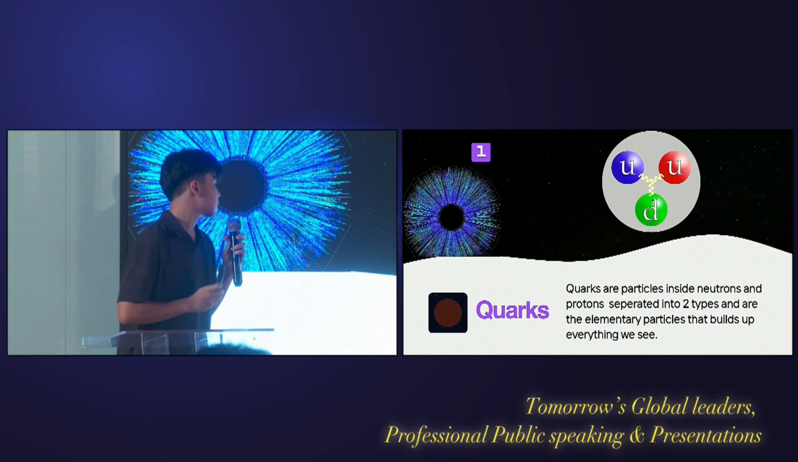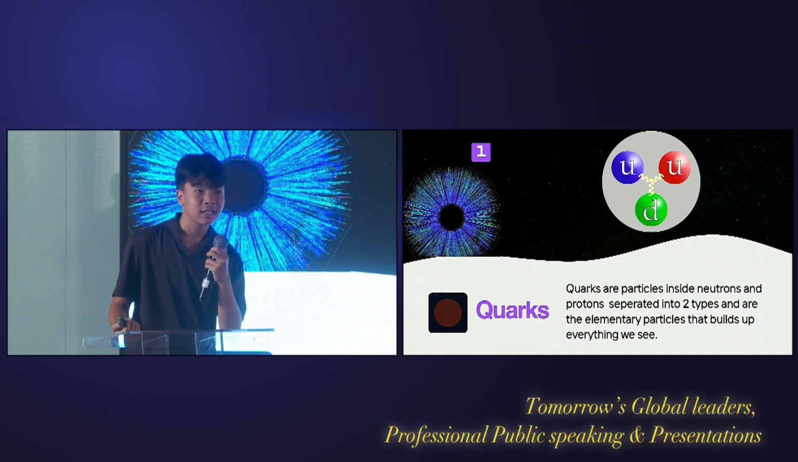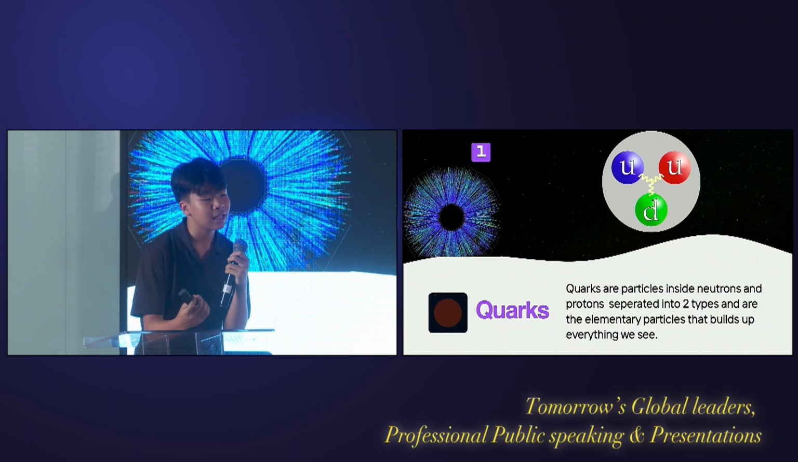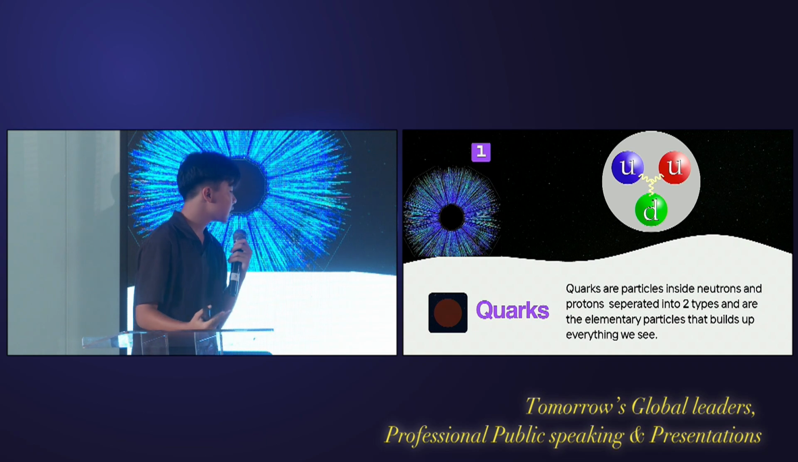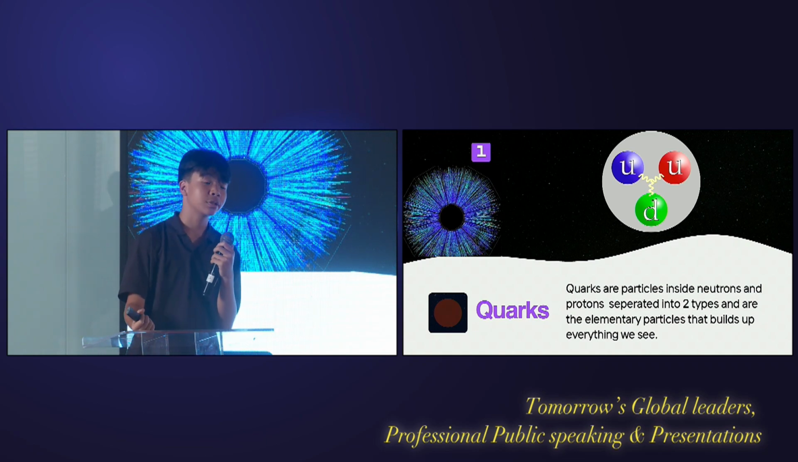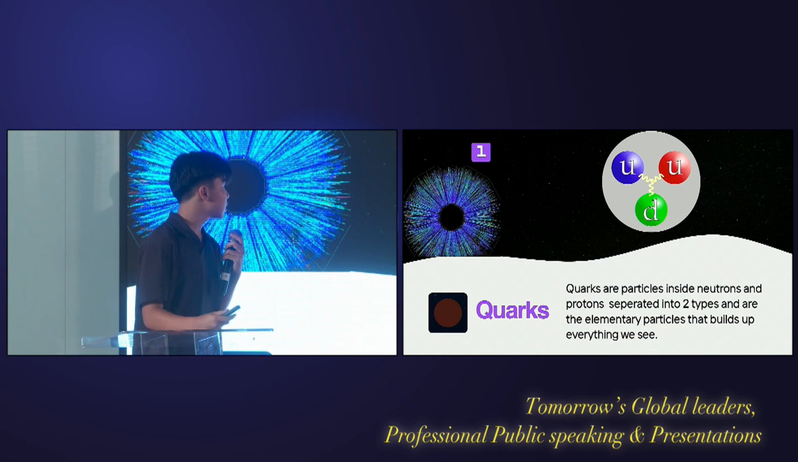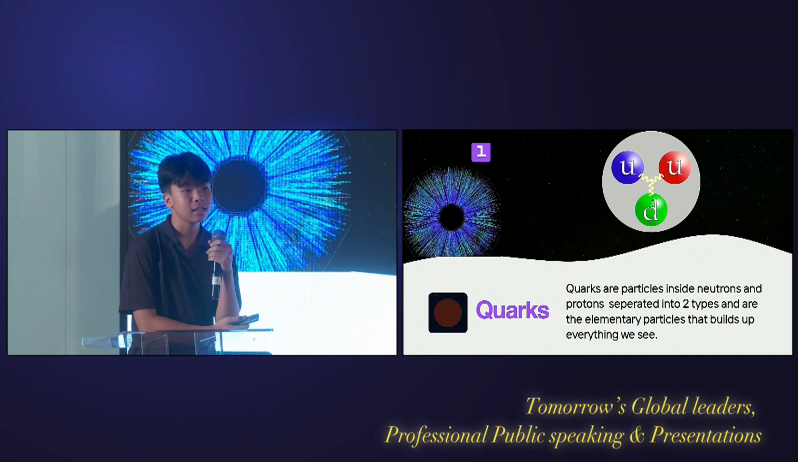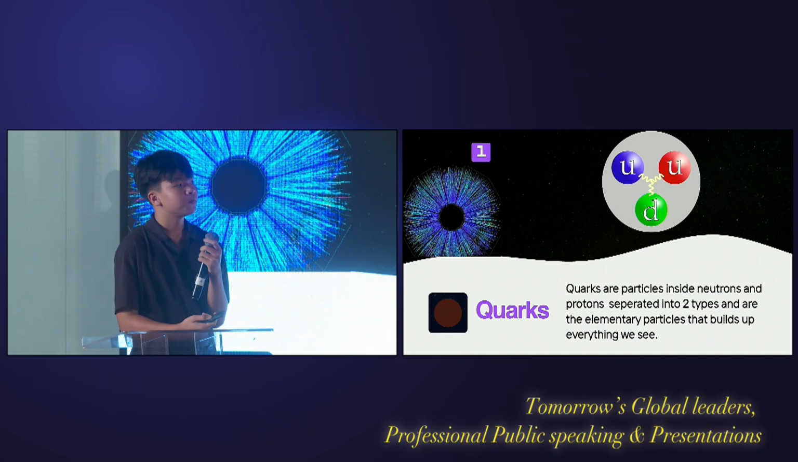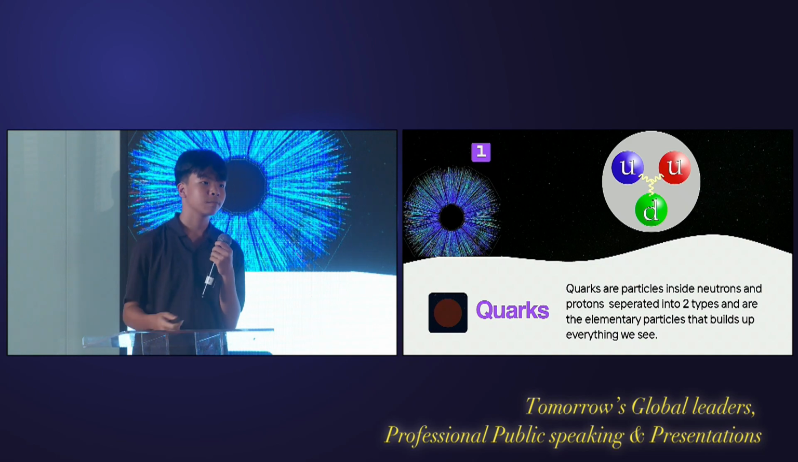So first, quarks. We all have studied in science classes that there are atoms, electrons, protons, and neutrons. But inside protons and neutrons are also quarks, which are smaller particles. And they're separated into many types, but the two main types that I'm going to talk about are the up quarks and the down quarks. And these types explain almost everything we see and everything in our universe.